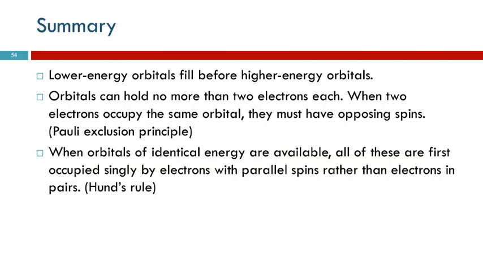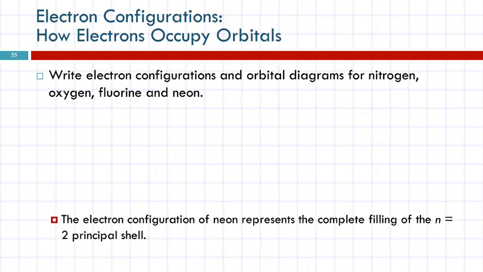So, summary: lower energy orbitals fill before higher energy orbitals. Cheap rooms fill before expensive rooms in the hotel. Orbitals can hold no more than 2 electrons. Beds can hold no more than 2 people. When 2 electrons occupy the same orbital, they have to have opposite spin. When 2 people sleep in the same bed, they have to sleep head to toe. When orbitals of identical energy are available, all of these are first occupied singly by electrons with parallel spins rather than electrons in pairs. So electrons going into a p room or a d room where there are multiple beds, each person is going to take their own bed and sleep right side up before they pair up and somebody sleeps upside down.